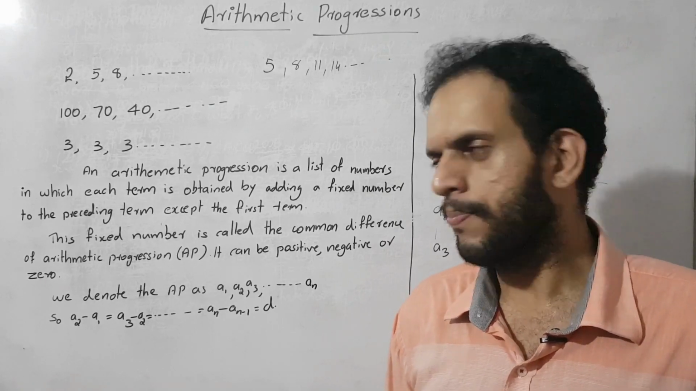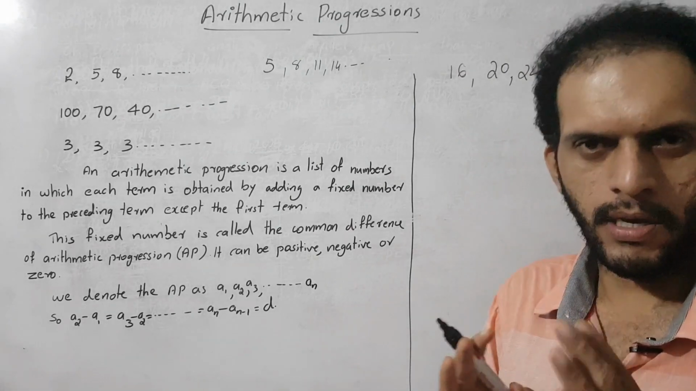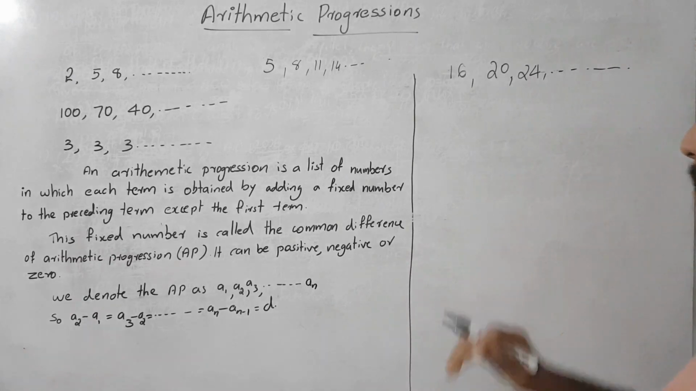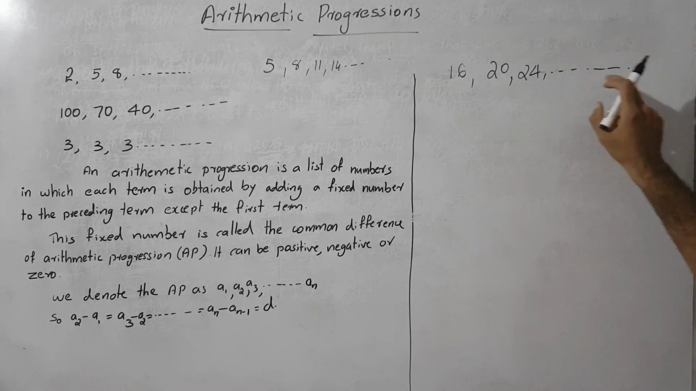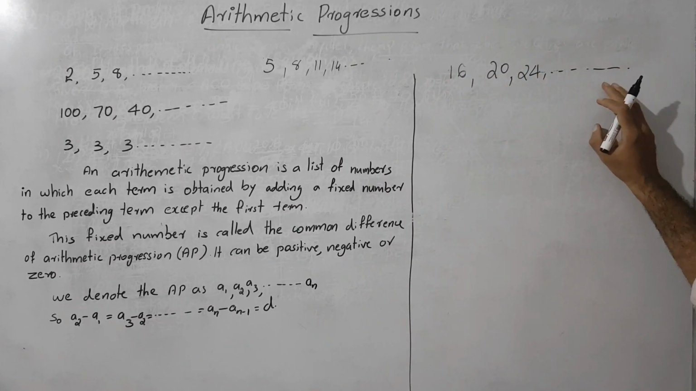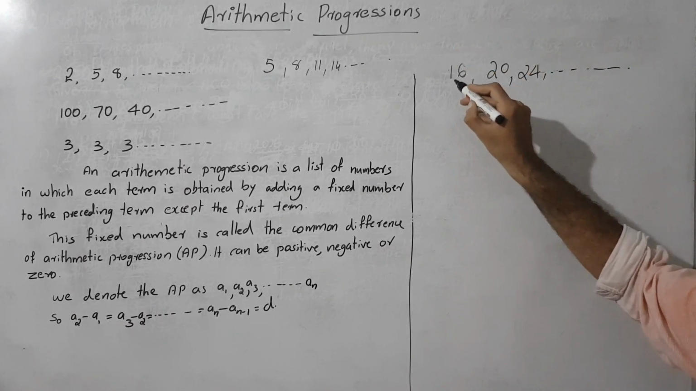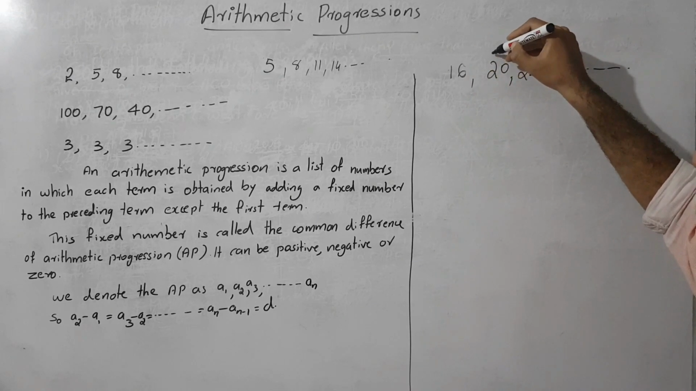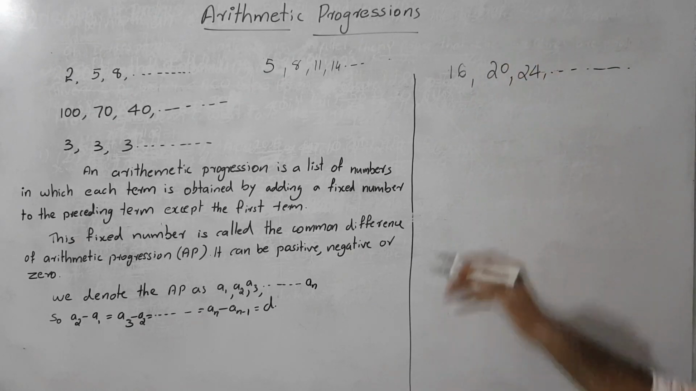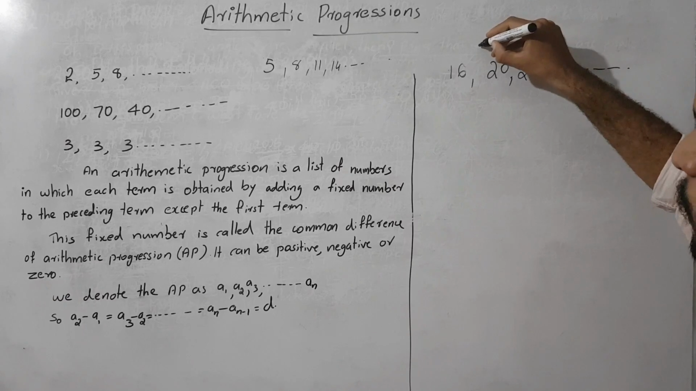Okay, then the next idea we are discussing here: we have an arithmetic sequence, an AP, 16, 20, 24, etc. What is the common difference here? How do we write this sequence? We choose the first term. Then how do we create the second one? We add a fixed number to the first term, correct? What is that fixed number? That fixed number is 4.